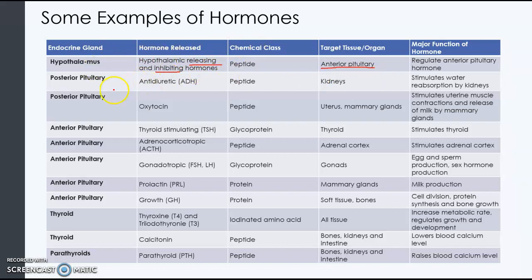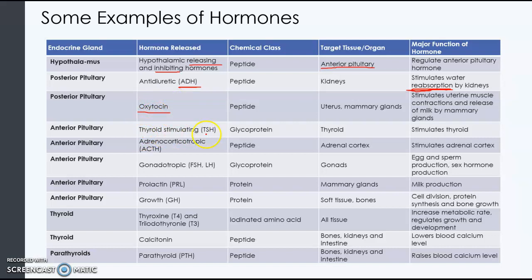Then the posterior pituitary produces ADH, or antidiuretic hormone. This hormone helps you to retain fluids. It stimulates water reabsorption, which means the water goes back into the bloodstream. So that causes you to retain fluids if you're dehydrated. And then oxytocin is produced by the posterior pituitary, and it stimulates uterine muscle contractions and the release of milk by mammary glands. So it's especially important during labor.